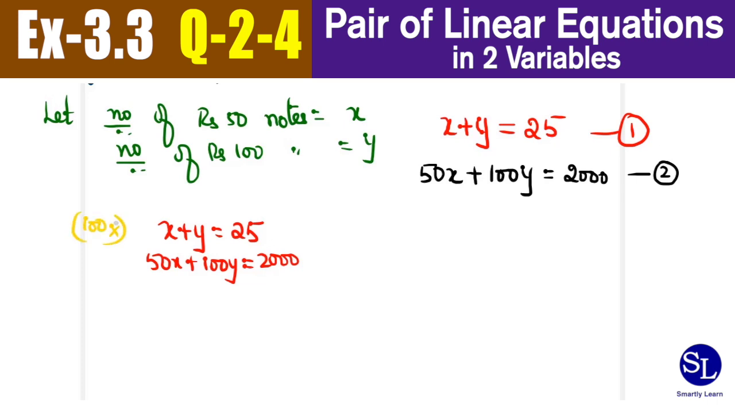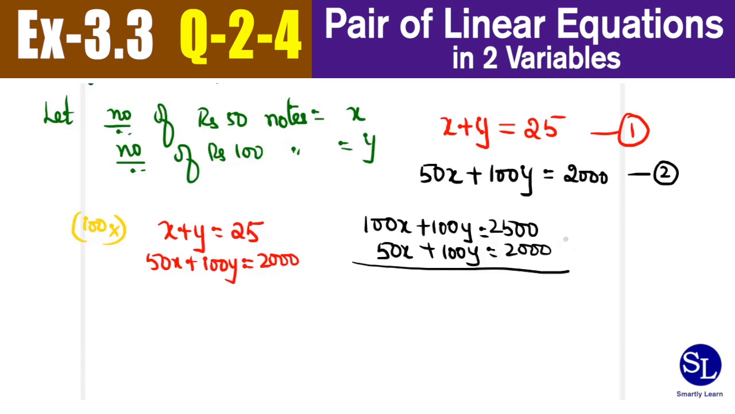So I'm going to multiply the first equation by 100. So this becomes 100x plus 100y is equal to 2500, because I multiplied everything by 100. So 25 also becomes 2500. Now the second equation: 50x plus 100y is equal to 2000. Now I'm going to do a subtraction so that this y variable vanishes. Remember I'm changing the sign for every term. So on subtraction this will go away.